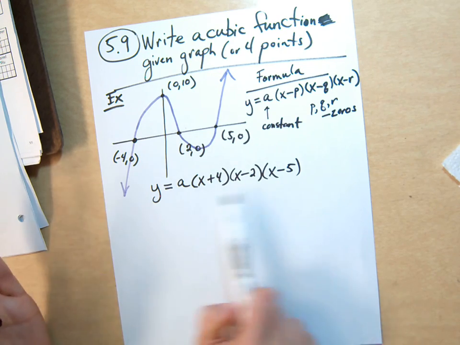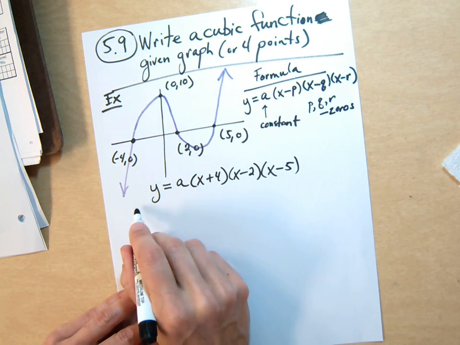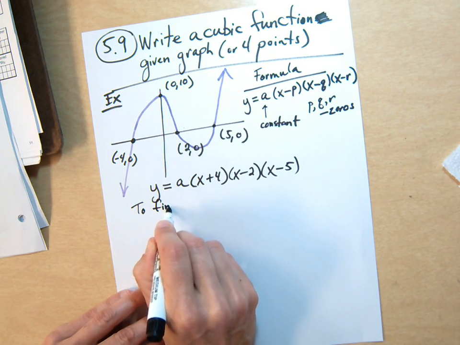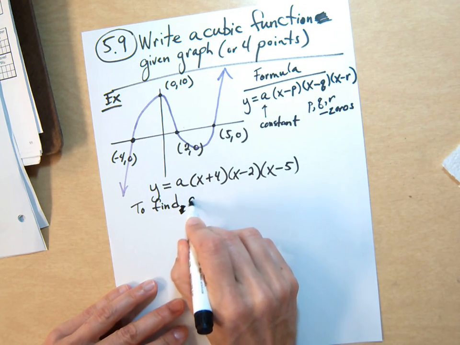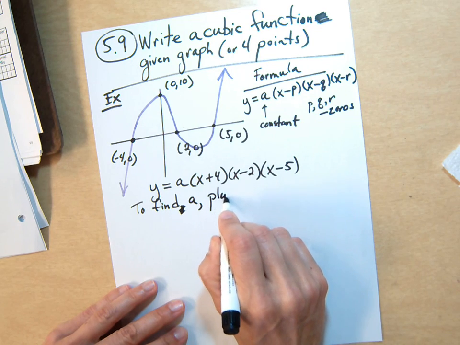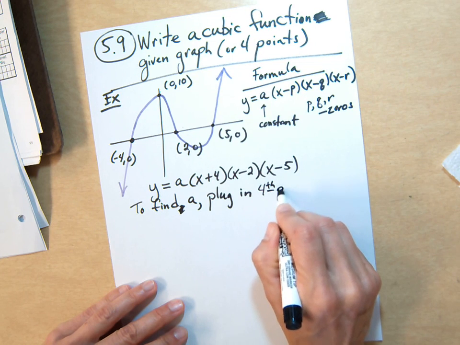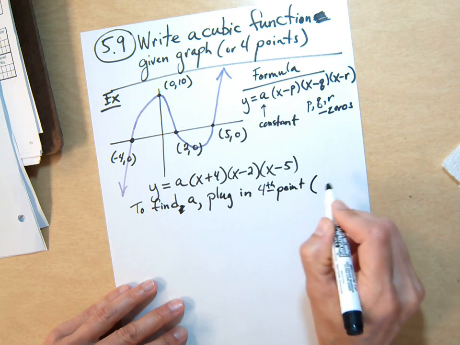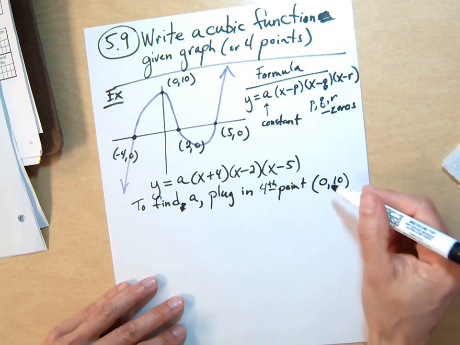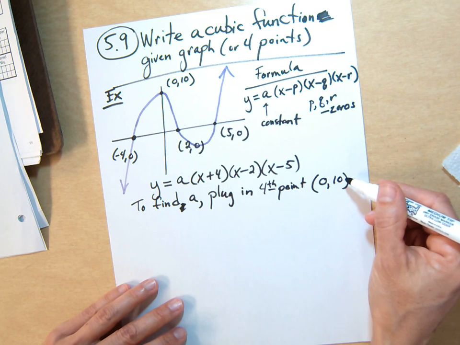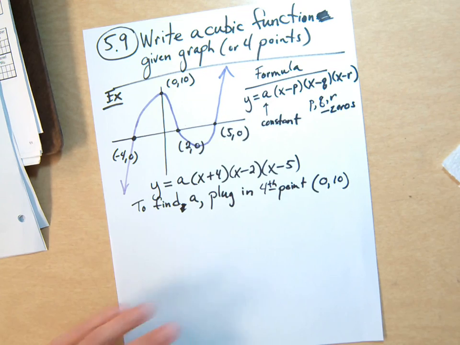Yeah, this would be our answer, but we don't know a yet. Like this could be it. I mean, you could multiply it all out, but to find a, this is a typical thing that happens in other functions too. To find a, plug in the 4th point, which is given as 0, 10. So that's x is 0, y is 10. If we plug that in, we'll know everything except a. So once we solve for a, we're pretty much done.